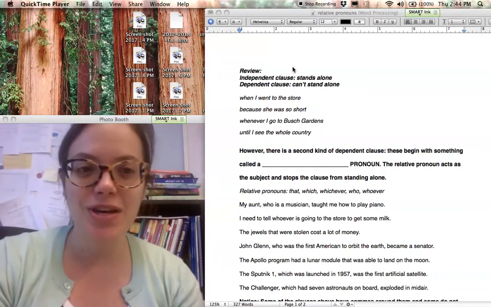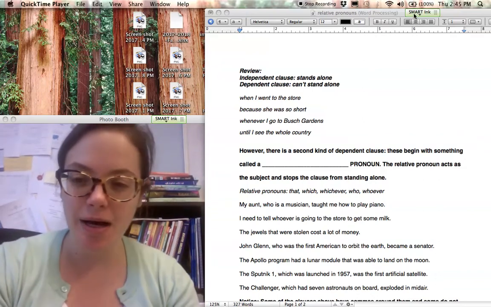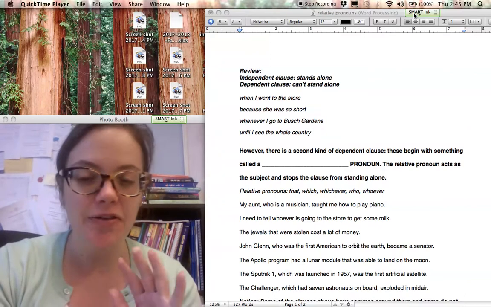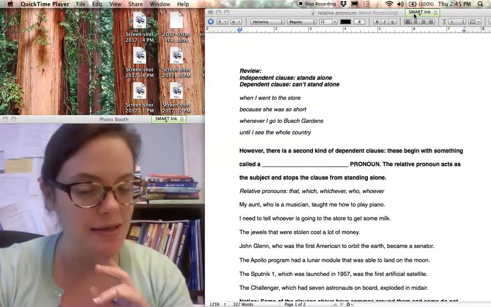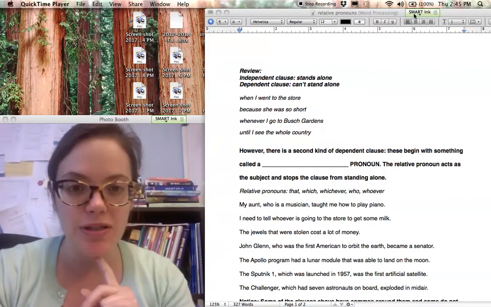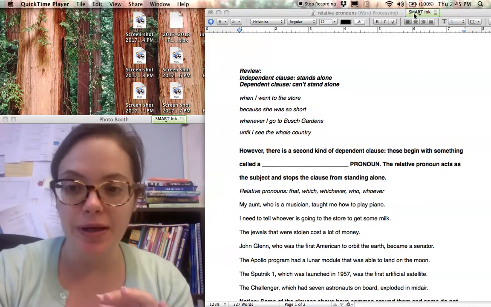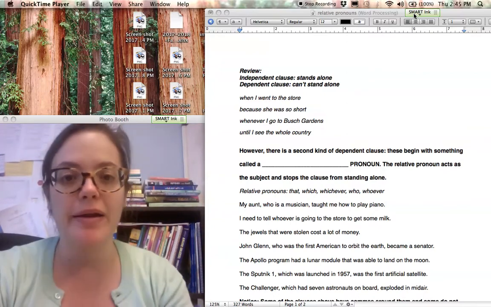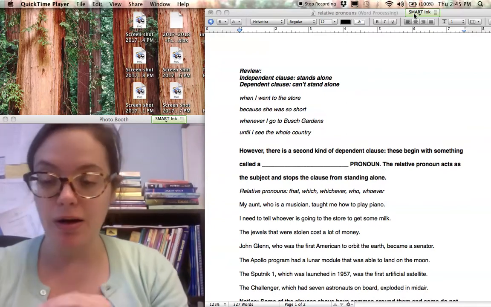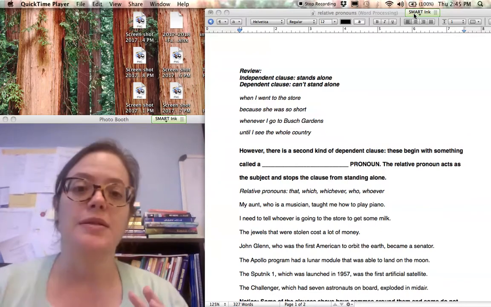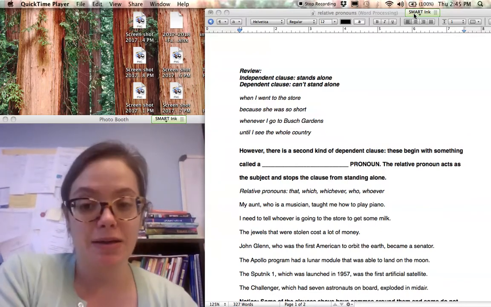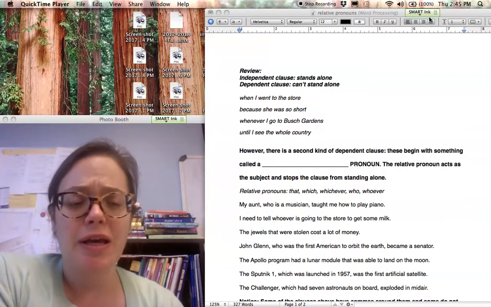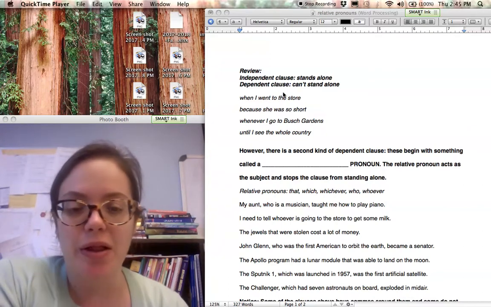Hey guys, so today we're going to talk about a different kind of dependent clause than I think you've talked about before. So let's just review really quickly. We talked about this a few days ago, but independent clauses are clauses that can stand alone. Dependent clauses are clauses that can't stand alone.